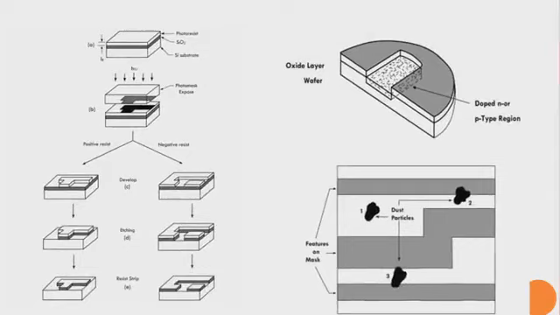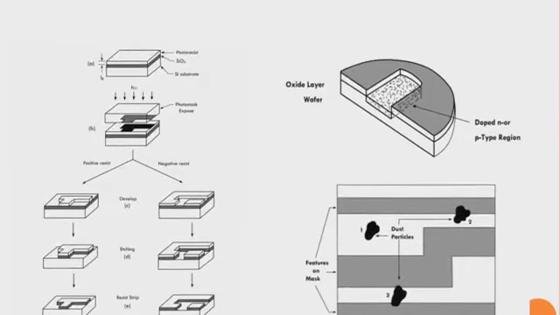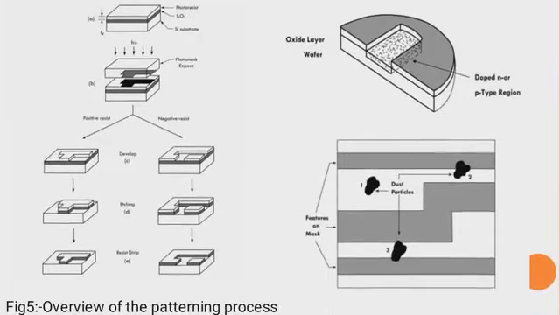In the case of positive photoresist, the portions of the photoresist that are exposed to light become soluble. The exposed portion of the positive photoresist is soluble, but in the case of negative photoresist, the exposed portion is not soluble. It is just the reverse of the positive photoresist.